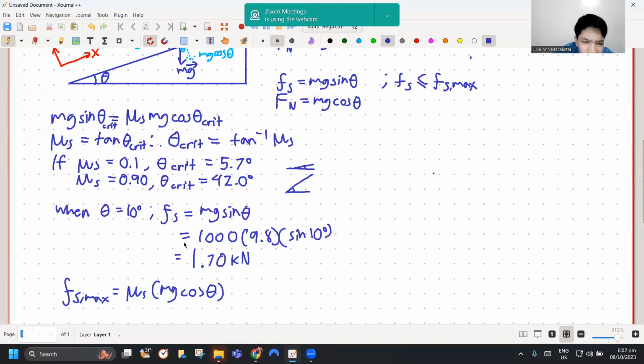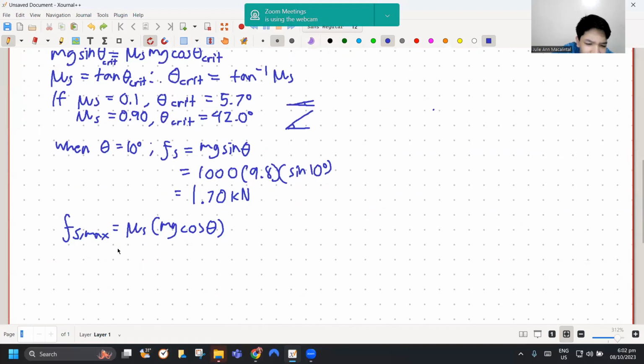So, when theta is 10 degrees, mu s times mg cosine theta. Assume na natin 0.1 muna. Teka, theta critical is 5.7 o 0.9 pala. Let's use 0.9 para may freedom tayo. So that's about 8.7 kilonewtons. So yung actual frictional force is 1.7 kilonewtons, which is below yung threshold for sliding. Kasi yung 8.7 kilonewtons gives you the threshold for sliding.